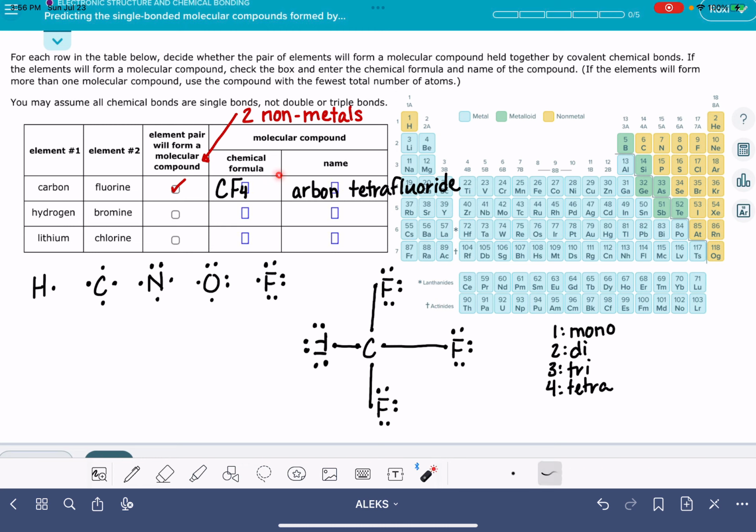We don't use the prefix mono for the first element in the molecule's name. So we don't say monocarbon tetrafluoride. We only use the mono prefix for the second element.